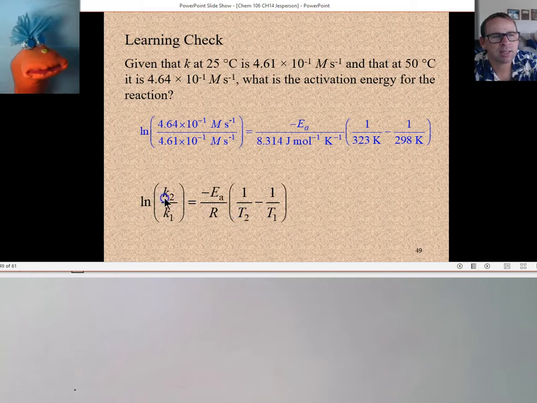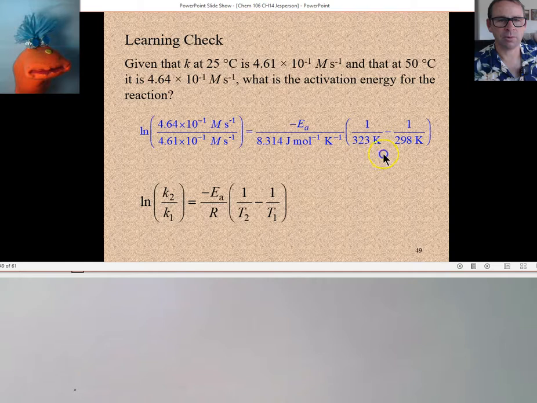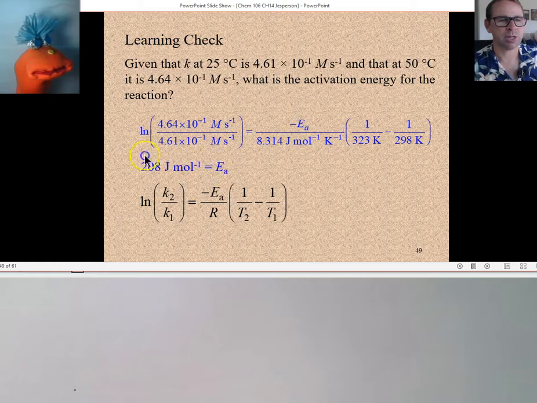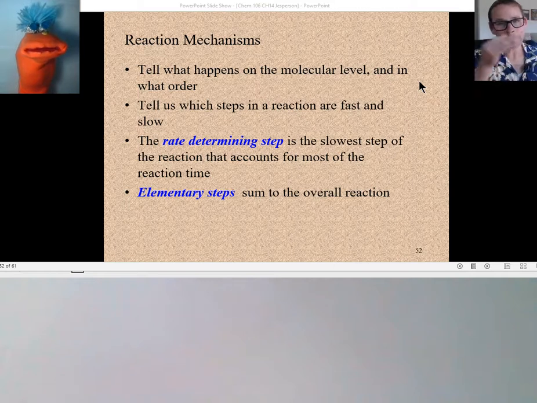Make sure that this is the second K then, or 4.64 times 10 to the minus 1. 4.61 times 10 to the minus 1. All right. And then I can solve for the activation energy. Natural log of this value here, divided by the value in these parentheses here, and then multiplied by our gas constant, divided by 1, should give us our activation energy. Okay, so let's talk a little bit about, or actually this is a good place to stop.